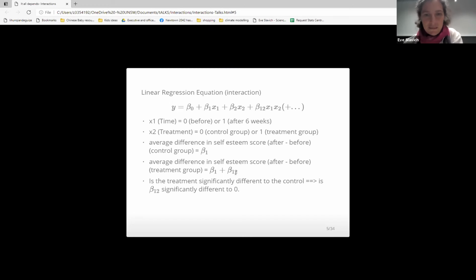And so what you can see here is that this beta1,2, the interaction term, is the difference between the control group and the treatment group, the difference between their differences. And so if we look at whether the treatment is significantly different to the control in its effect on self-esteem scores, that's equivalent to testing whether beta1,2 is significantly different to 0.